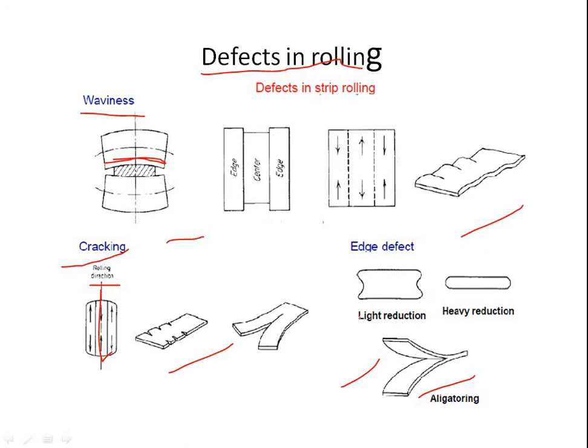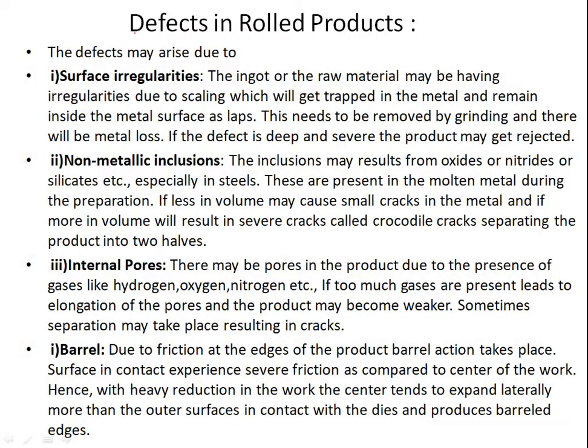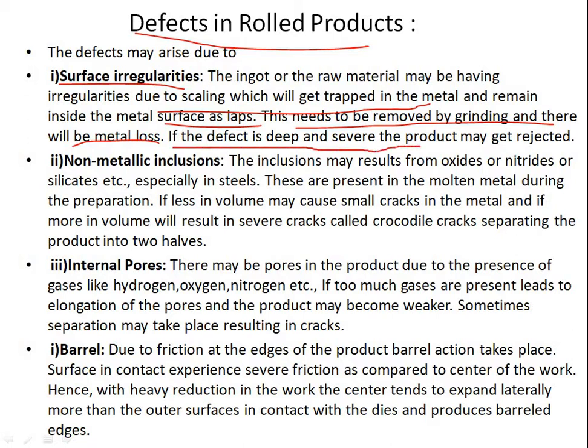Next we will be discussing about the defects in rolled products that may arise due to surface irregularities. The ingot or the raw material may have irregularities due to scaling, which get trapped in the metal and remain inside the metal surface as laps. This needs to be removed by grinding. There will be some amount of metal loss. So if the defect is deep and severe, the product may get rejected.